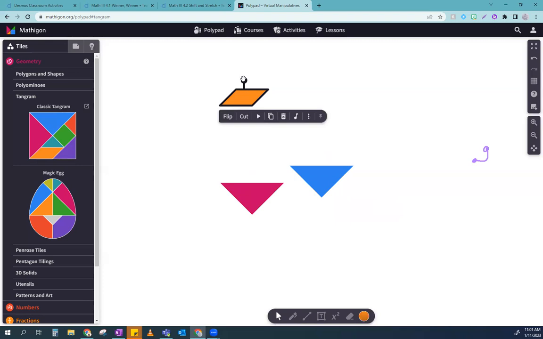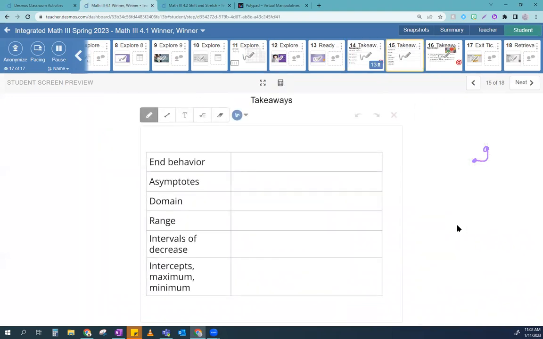Okay, there is rotational symmetry for this guy because I didn't go 360 degrees and I had him disappear. All right, moving on. Okay, takeaway 2.